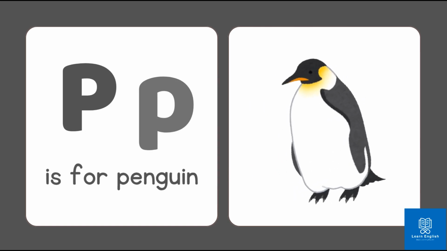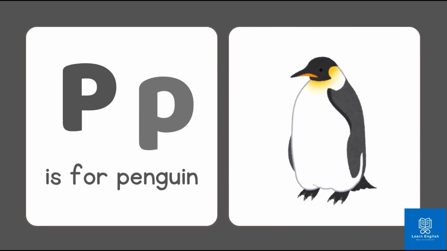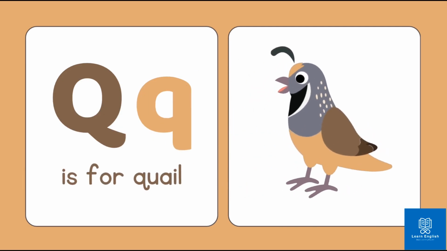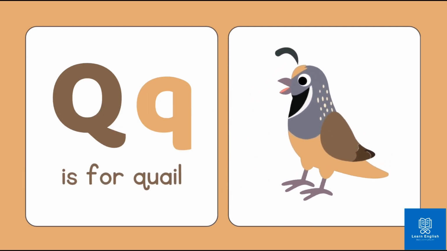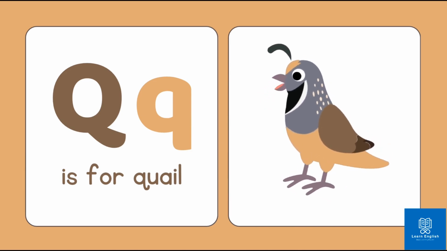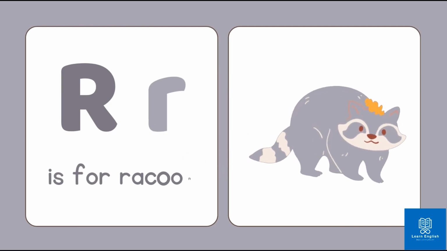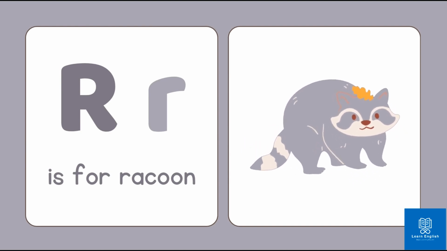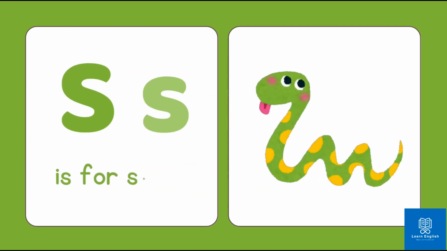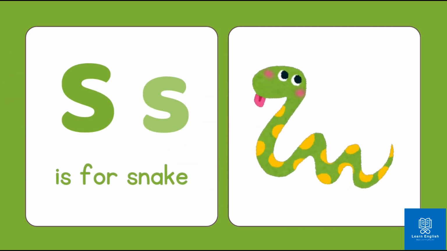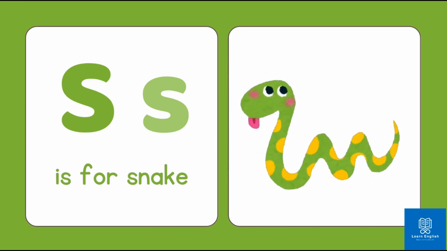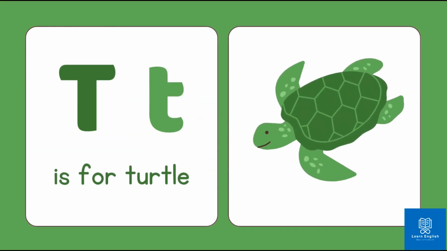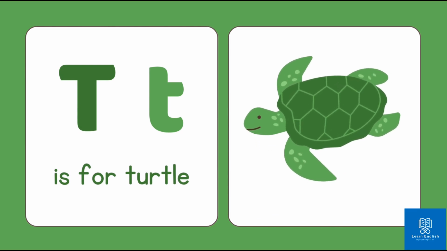P is for penguin. Q is for quail. R is for raccoon. S is for snake. T is for turtle.